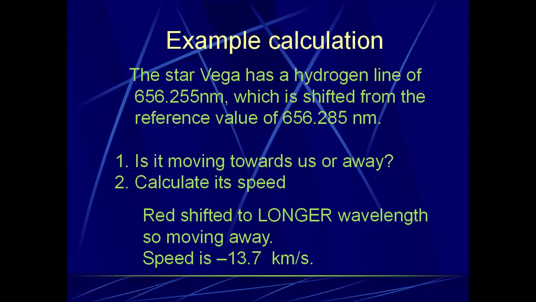So, an example calculation: the star Vega has a hydrogen line of 656.255 nanometers, which is shifted from the reference value of 656.285 nanometers. Is it moving towards us or away? Calculate its speed. Red shifted to longer wavelength, so moving away. Speed is actually minus 13.7 kilometers per second.